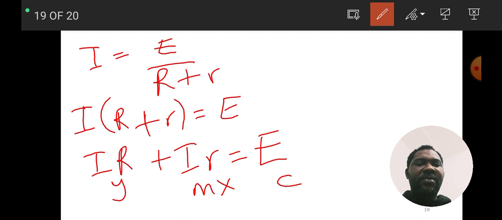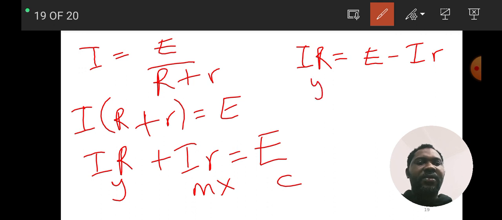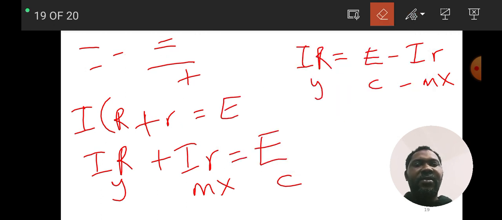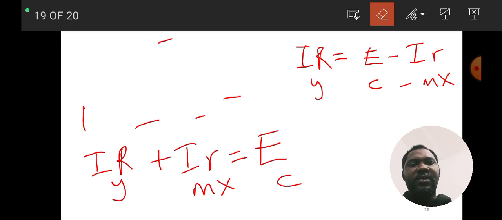So we can start by making y the subject of the formula. That means I can rewrite that as IR is equal to E minus I small r. Okay, so this is looking like y equal to, this is c, then minus mx. Okay, so you see here we have negative slope and positive intercept. And so if we are to draw the graph for this, we're going to have something like this.